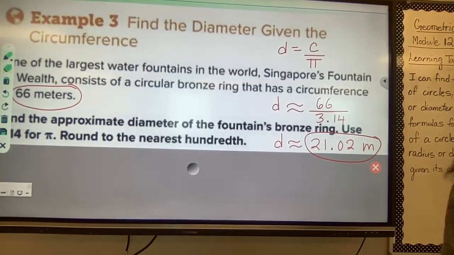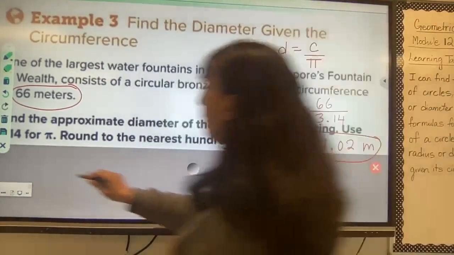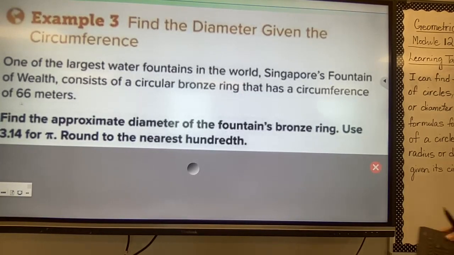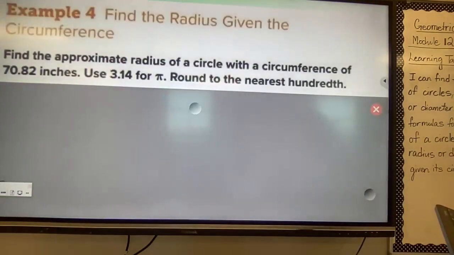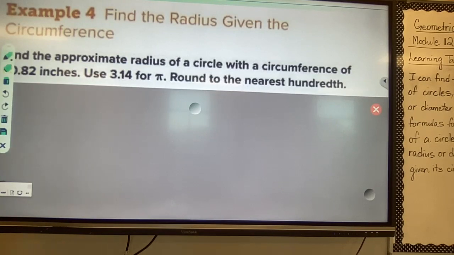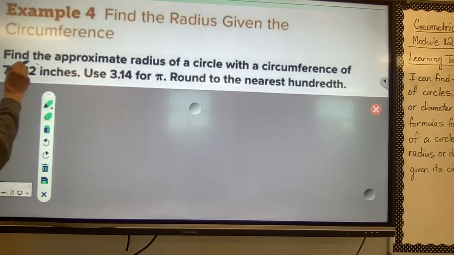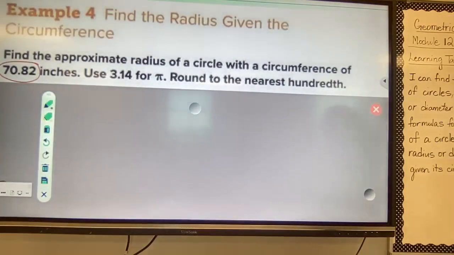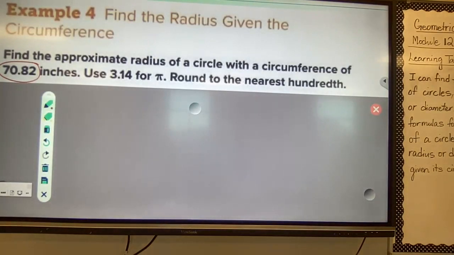All right, let's do one last problem. Let's look at this one. Find the approximate radius of a circle with a circumference of 70.82 inches. So it's given me the circumference. Use 3.14 for pi and round to the nearest hundredth.